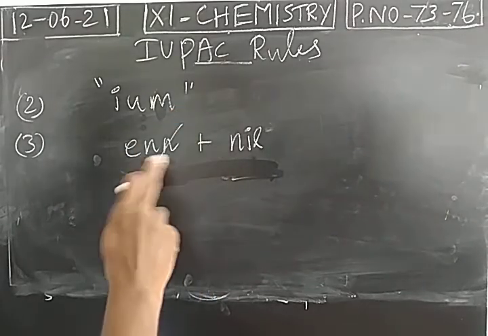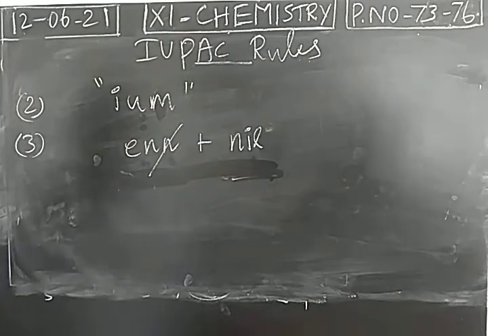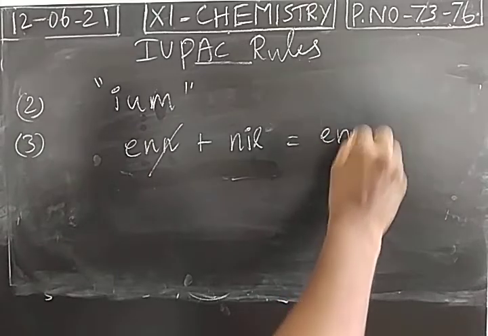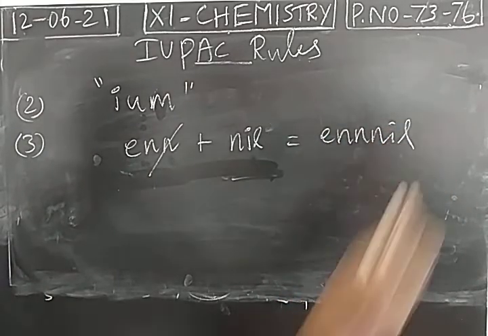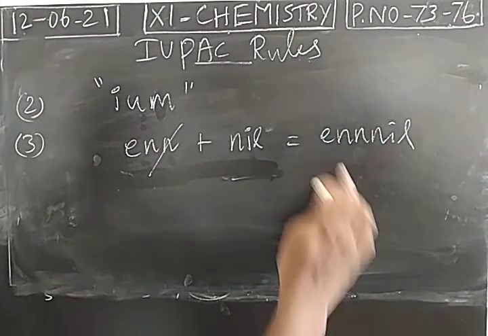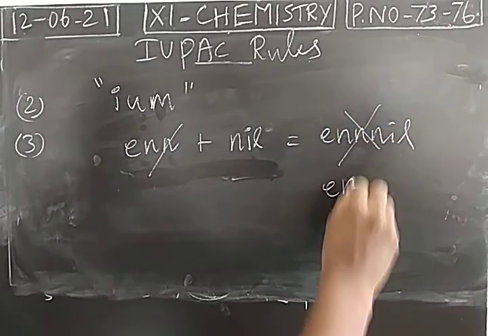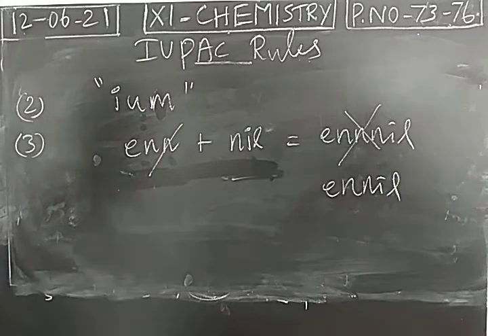out of the two Ns, one will be struck out. So you need not write it like this, it will confuse. Instead of this we write it as Nnil. One N will be struck out.